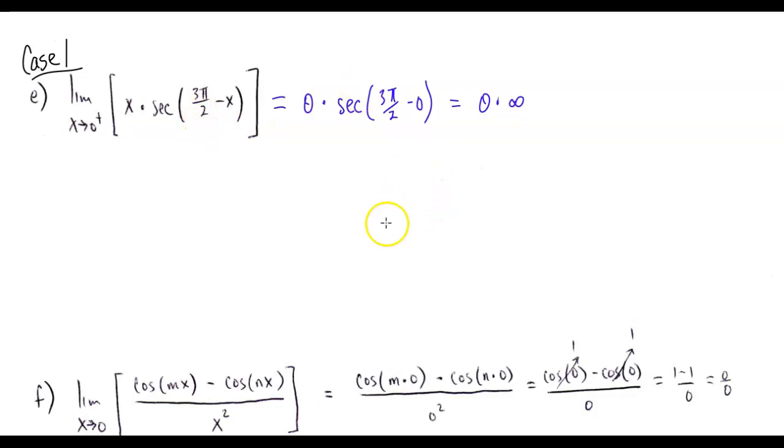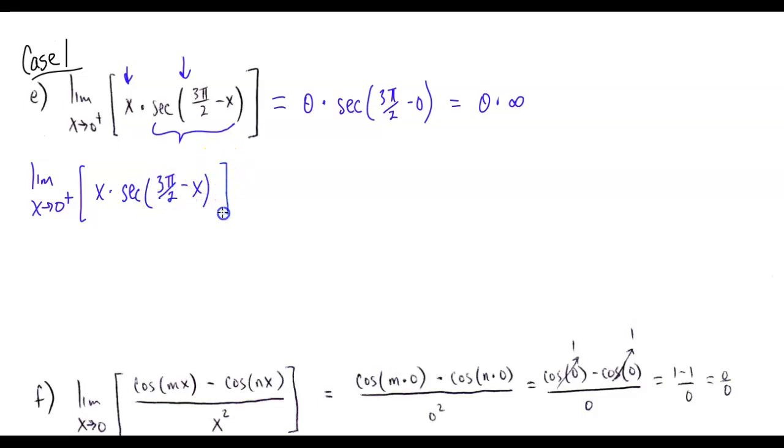Now, what this means is that we need to either rewrite x or secant of 3π/2 - x as 1 over the reciprocal of itself, okay? Now, in my opinion, I think it's easier to deal with this, to rewrite that as 1 over the reciprocal of itself. And so I'm going to go ahead and do that. I'm just going to rewrite what I have here. And now what I'm going to do is rewrite secant as 1 over cosine. Okay. Go ahead and write that. Oh, sorry, not 1 over 1 over cosine, but 1 over cosine.